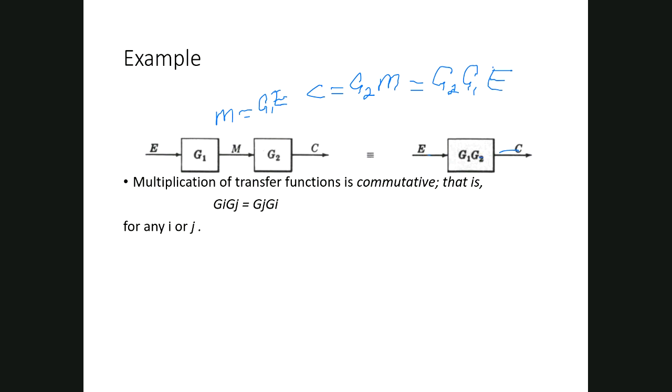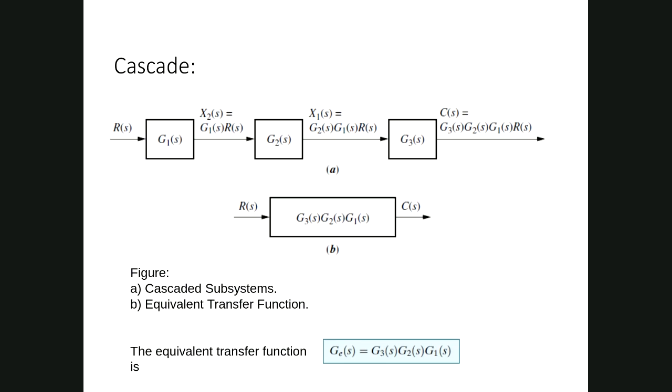So once you combine them, M is gone. Then i and j are just subscripts, just like I'm saying G1 and G2. So i can be 1, j can be 2. It is just trying to tell you that G1 times G2 is the same as G2 times G1. We know that with multiplication, we can move the signals around.